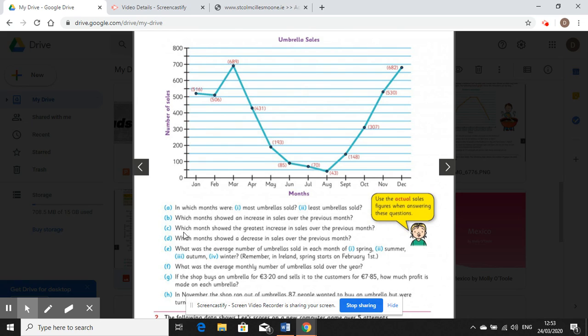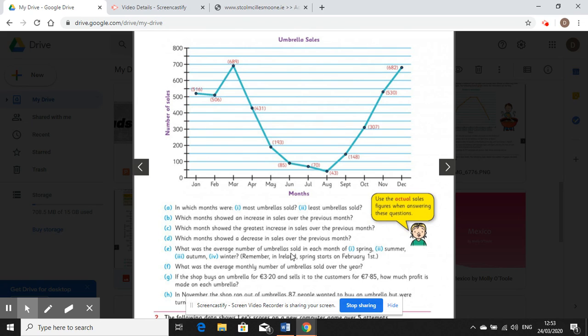C, which month showed the greatest increase in sales over the previous month? So you're looking for the biggest jump in the gap. So look for the big jumps, right? Next one says, which month showed a decrease in sales? So now you're looking for the biggest drop in sales.